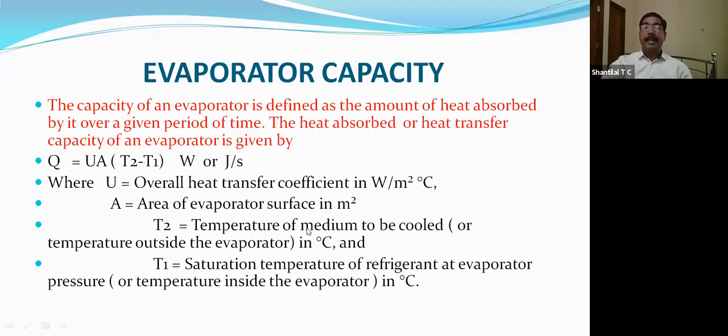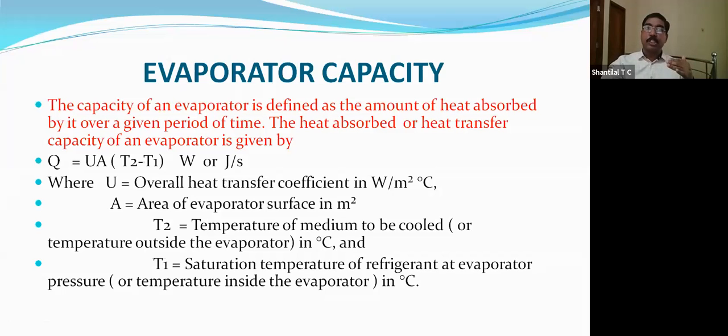T2 means the temperature of the medium to be cooled. That means outside of the evaporator. So the evaporator has a temperature and the surrounding has a temperature. That means space or food materials or air. That is T2. Then T1 means evaporator temperature. Evaporator temperature means the saturation temperature of refrigerant at evaporator pressure. In the evaporator, the liquid changes to vapor state. At that time, one temperature is produced in the evaporator coil. That is T1.